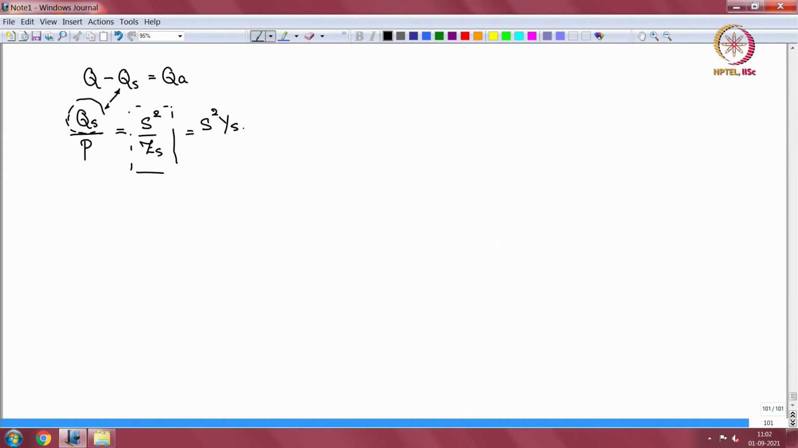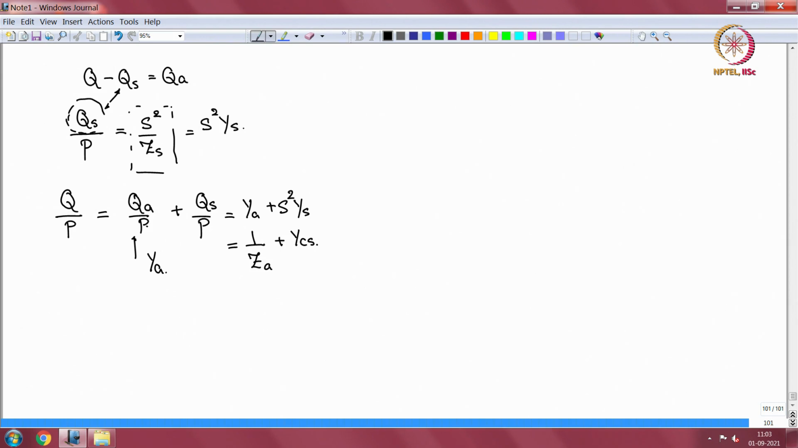Okay. Now if I have the total input volume velocity over pressure, that is equal to QA by P. Okay, this is in proper acoustical units, so this will be YA, plus I have Q of S by P. So that is going to be equal to YA plus S square YS. So we have given the notation before, this is 1 over ZA plus this is YCS. Okay, S square YS is YCS.